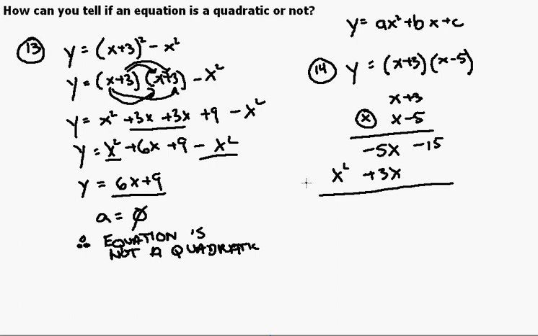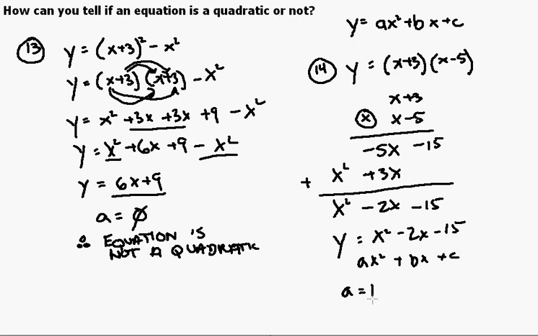Now all I have to do is add my columns. So I go x squared, negative 5x plus 3x is negative 2x. And then my third column is negative 15. So our final equation is y is equal to x squared minus 2x minus 15. And in this case, it does fit the form ax squared plus bx plus c. My a is 1. Notice I can put a 1 there and it doesn't change anything. My b is negative 2, and my c is negative 15. Okay? So, there is number 14, 13 and 14.